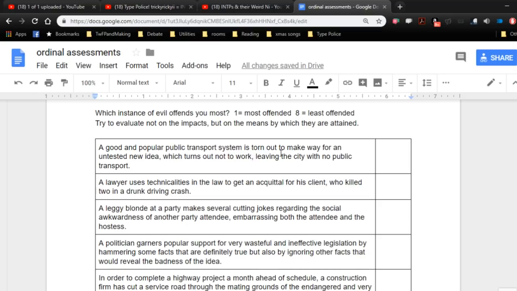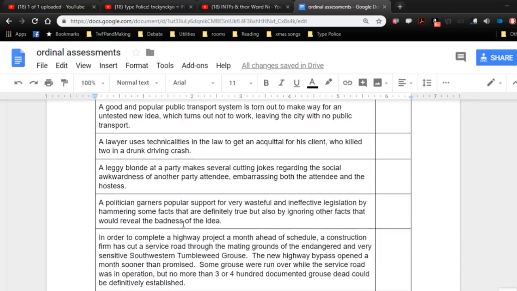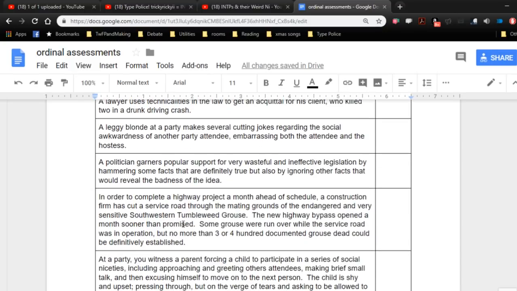So, example 1. A good and popular public transport system is torn out to make way for an untested new idea which turns out not to work, leaving the city with no public transport. A lawyer uses technicalities in the law to get an acquittal for his client who killed 2 in a drunk driving crash. A leggy blonde at a party makes several cutting jokes regarding the social awkwardness of another party attendee, embarrassing both the attendee and the hostess. A politician garners popular support for very wasteful and ineffective legislation by hammering some facts that are definitely true, but also by ignoring other facts that would reveal the badness of the idea.